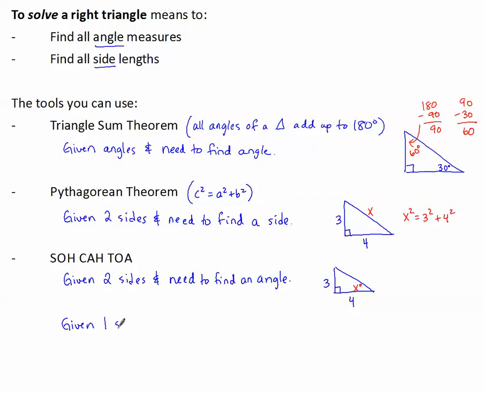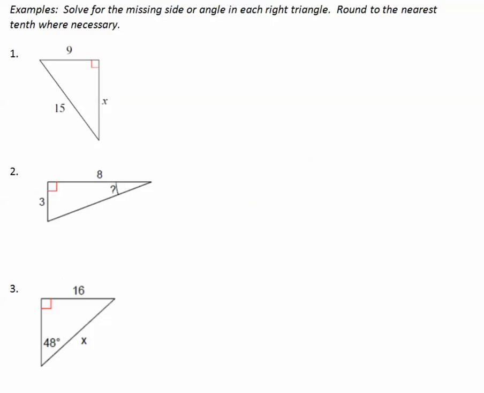Versus given one side and one angle and need to find a side. So what does that look like? Let's say that this side says 3 and this angle says 30 degrees, and what we're missing is this side. So there's different things that we use for the different things that we're given and the different things that we need. Let's take a look at some examples.